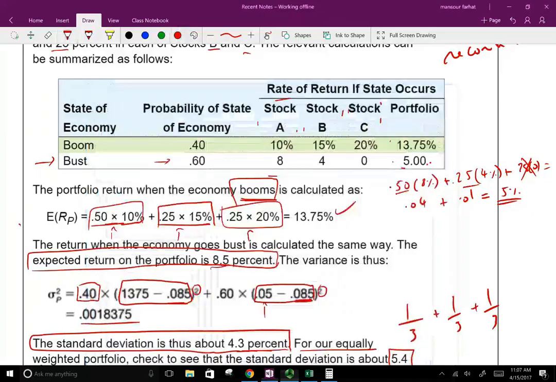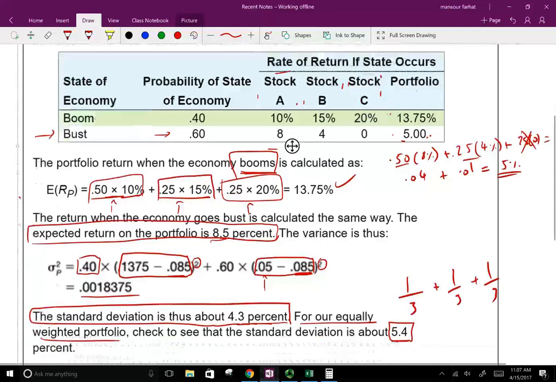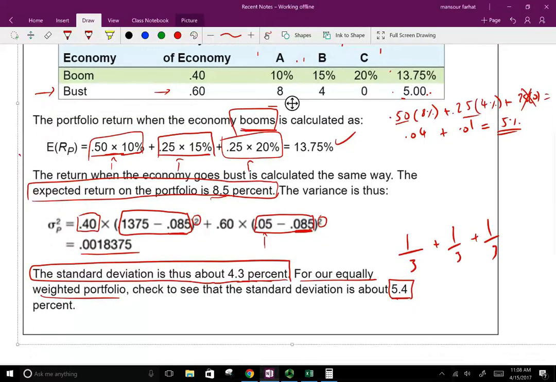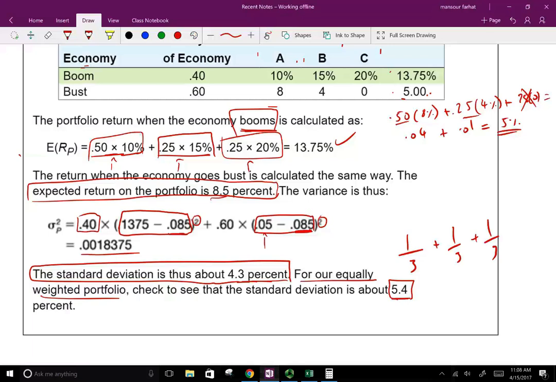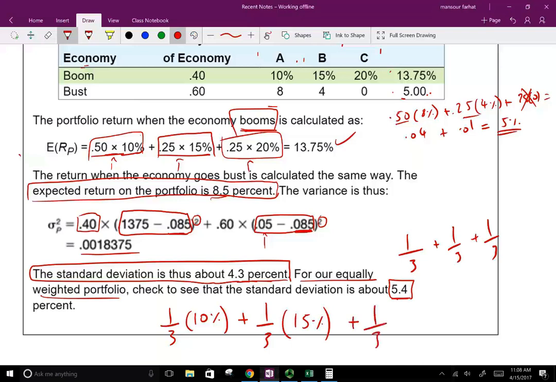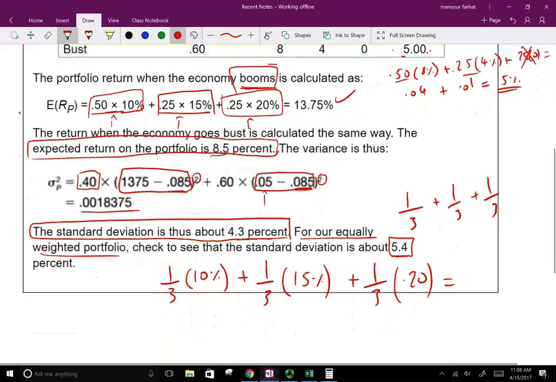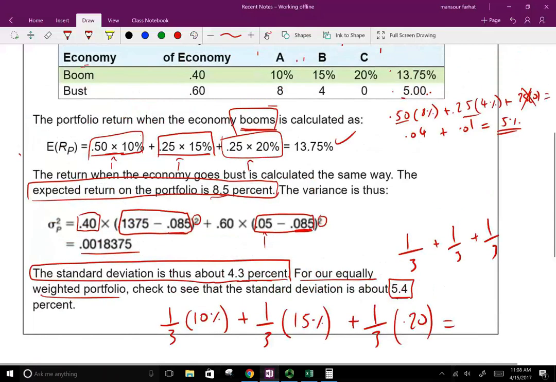Okay, and hopefully you perform this calculation. Let's go ahead and perform this calculation for the sake of practice. So first, we want to find out the expected return of a boom economy and a bust economy. Okay, so let's go ahead and do so. So if we invested 1/3 in stock A, we're going to earn 10%, plus 1/3 invested in stock B, we're going to earn 15%, and 1/3 in stock C, we're going to earn 20%.